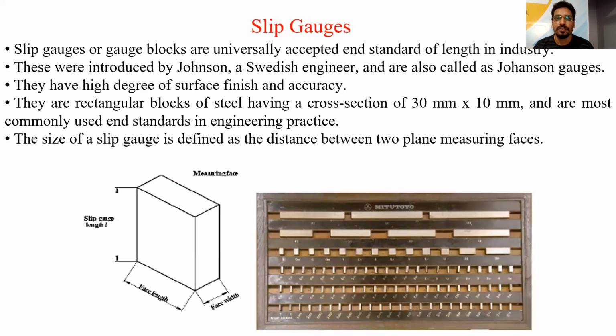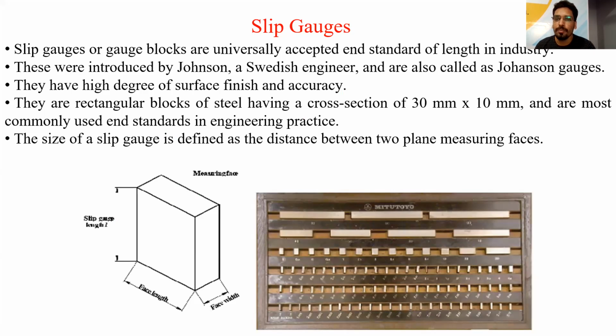So slip gauges or gauge blocks are universally accepted end standards of length that are used in industries and at various other points in different labs. These slip gauges were introduced by a Swedish engineer known as Johansson, and that's why slip gauges are also called Johansson gauges. They have a high degree of surface finish and accuracy.